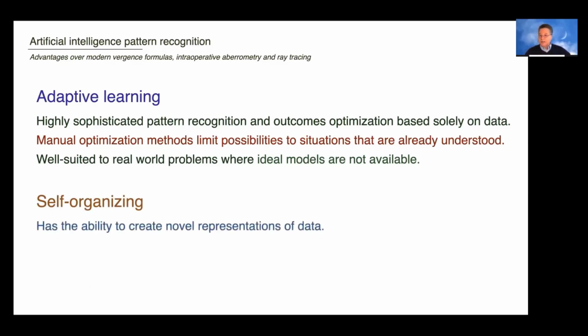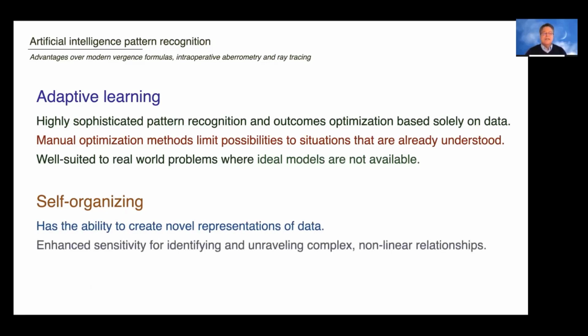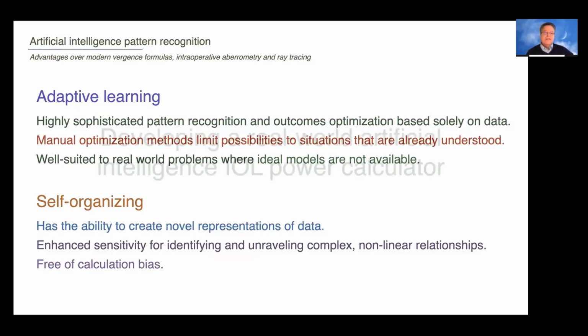It's also self-organizing, as we just saw. It has the ability to create novel, unique representations of the data and has very enhanced sensitivity for identifying and unraveling complex nonlinear relationships. And it's free of calculation bias. If you think about the number of possibilities we have for eyes of pretty much the range of human anatomy for axial length, central corneal power, anterior chamber depth, it's about 680 million combinations. And no formula, no regression algorithm is going to be able to do that. So we need to move to a higher level of mathematics.